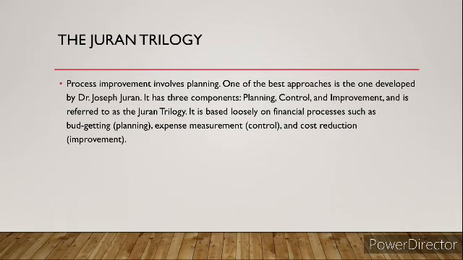The Juran Trilogy. Process improvement involves planning. One of the best approaches is the one developed by Dr. Joseph Juran. It has three components: planning, controlling, and improvement, and is referred to as the Juran Trilogy. It is based loosely on financial processes such as budgeting, which is the planning, expense measurement, which is the control, and cost reduction, which is the improvement.